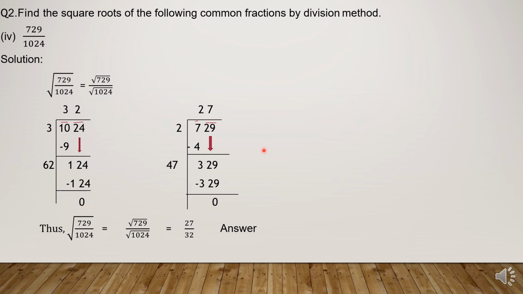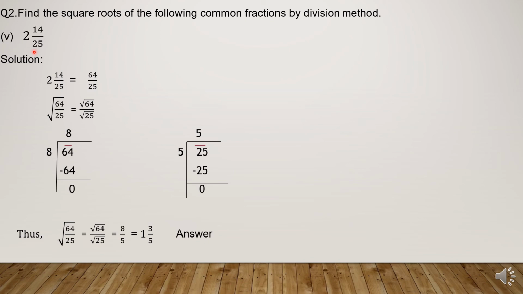Now simply put your answer in this question. First rewrite this one, and then instead of square root of 729, the answer is 27. Square root of 1024 answer is 32. 27 by 32 is your answer.